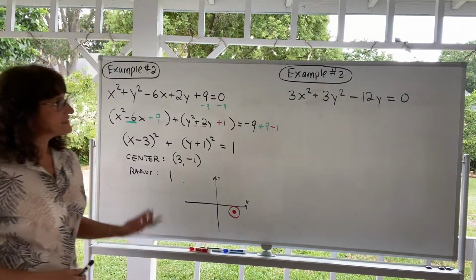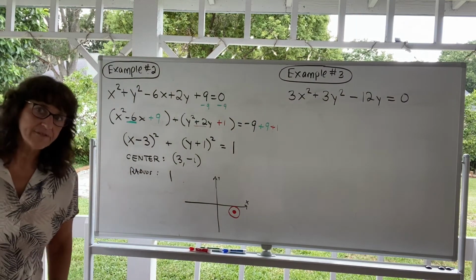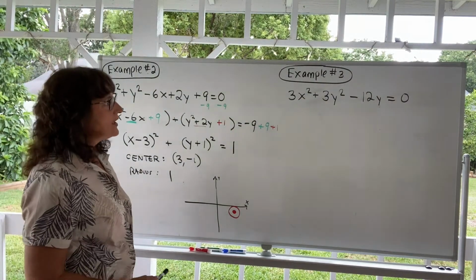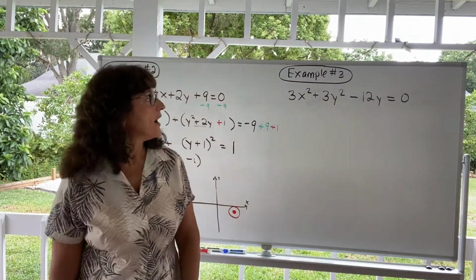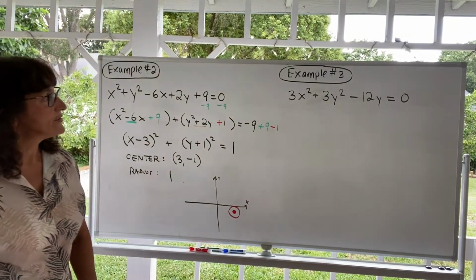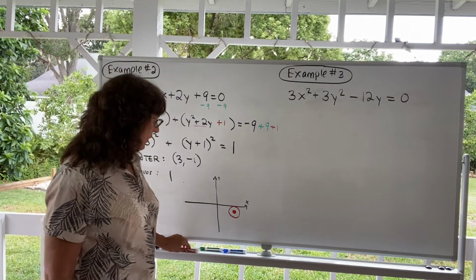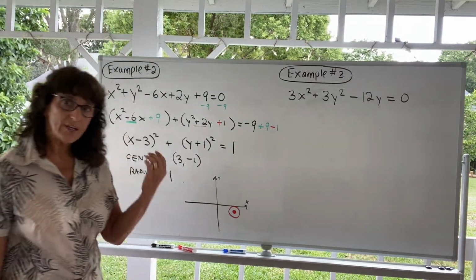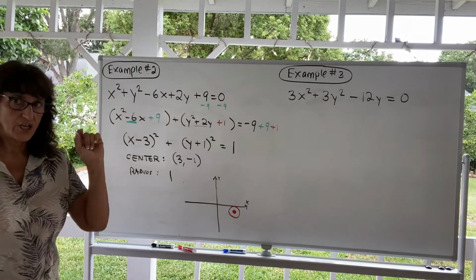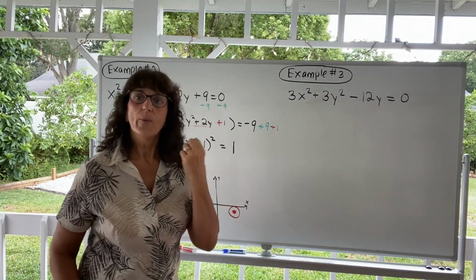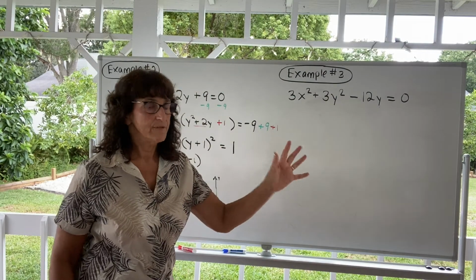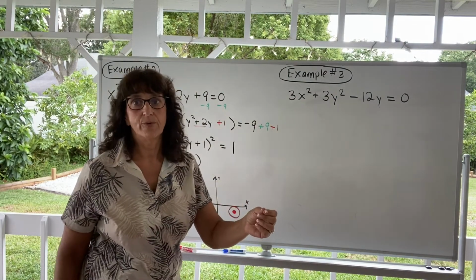And then finally, let's do example 3. It looks a little bit different than examples 1 and 2. Example 3, we have 3x squared plus 3y squared minus 12y equals 0. So what about this? When we're completing the square, we want the leading coefficient to be 1. Do you see that you have 3x squared and 3y squared? We want to divide everything by 3 to make the coefficient 1. We don't want it to be a 3.